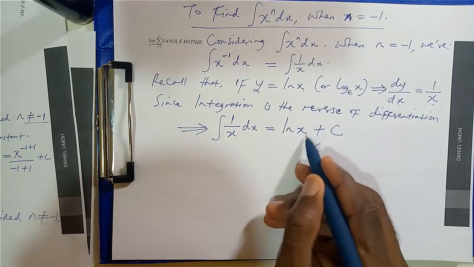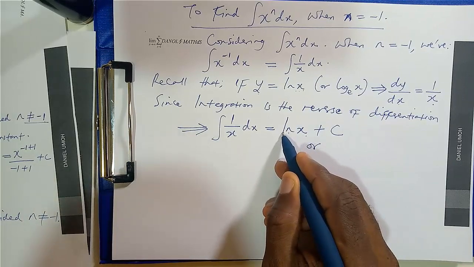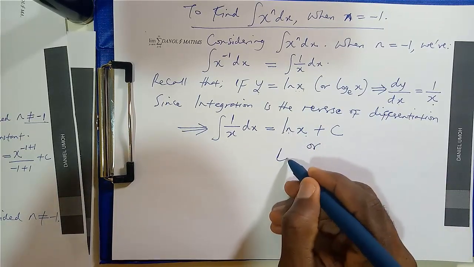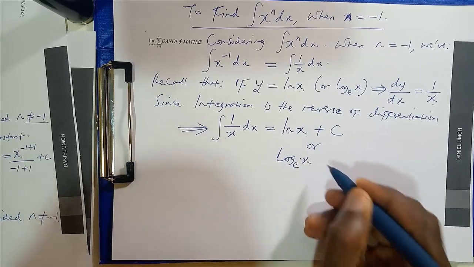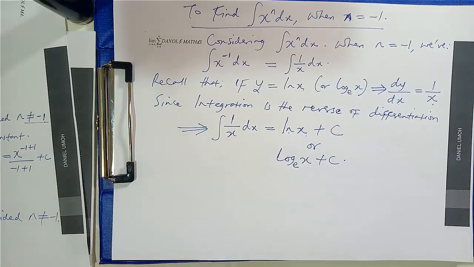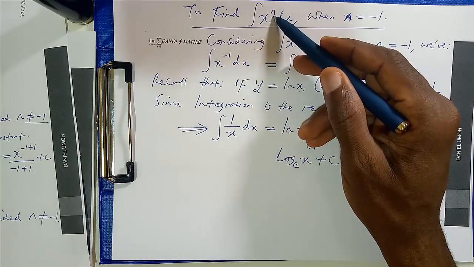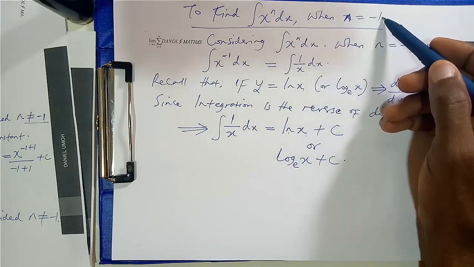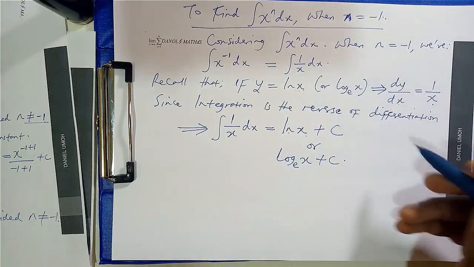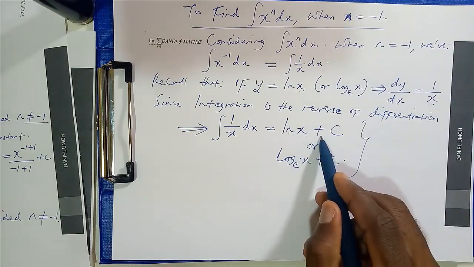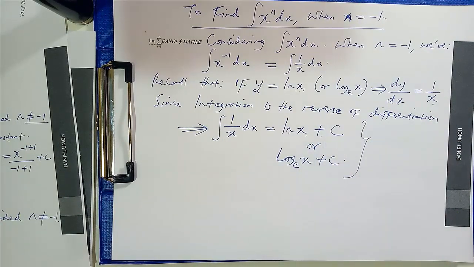Or, remember I told you that ln means natural logarithms. So it simply means log to base e of x plus c. So please, I want you to note, whenever you are solving an integral of the form x raised to the power of n, where n is equal to minus 1, the solution is simply ln x plus c. Very important concept to note.